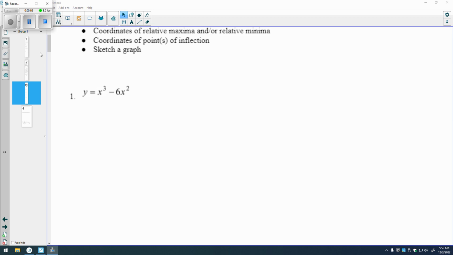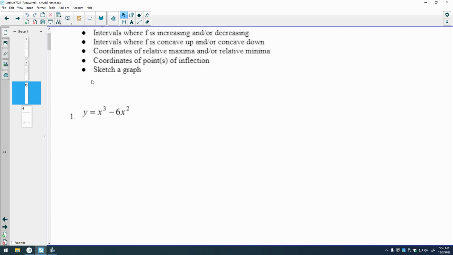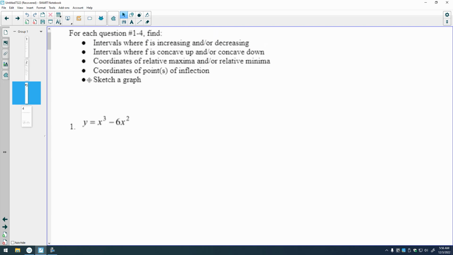All right, the plan for this recording is to talk through review worksheet number 2. Hopefully this recording only takes one part, so this is part 1, but who knows, maybe it's going to be a long one and take 2 parts. Questions 1 through 4 ask us to answer all these questions: increasing, decreasing, concave up, concave down, etc.